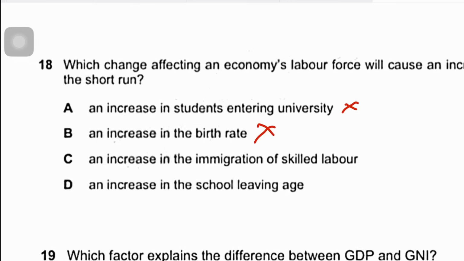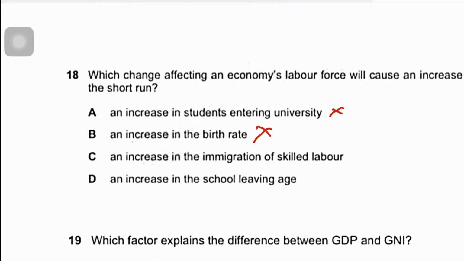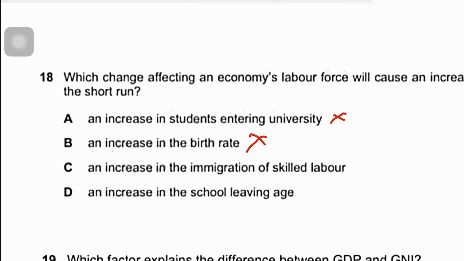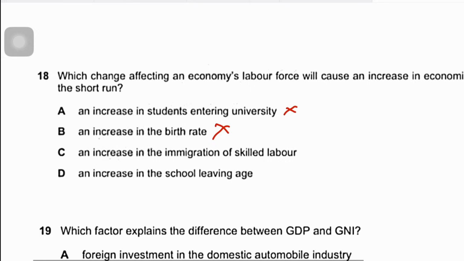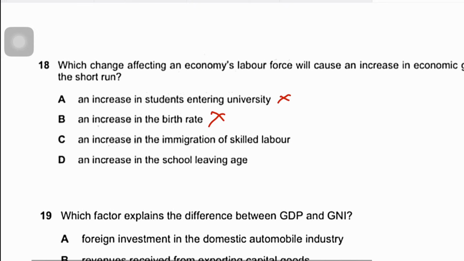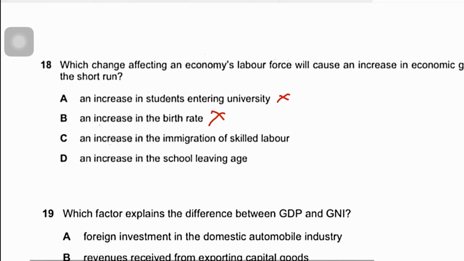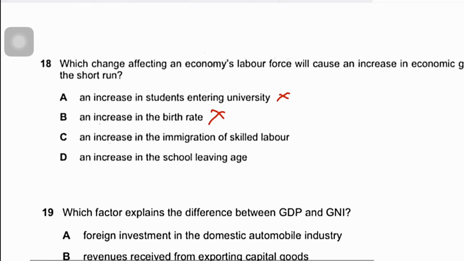An increase in the immigration of skilled labor. Now this will directly increase the available labor force in the short run. Immigration with an I means more people coming into the country. So this will directly increase the labor force available in the short run, and skilled immigrants can immediately contribute to production, to boosting economic growth, and hence that makes C the correct answer.